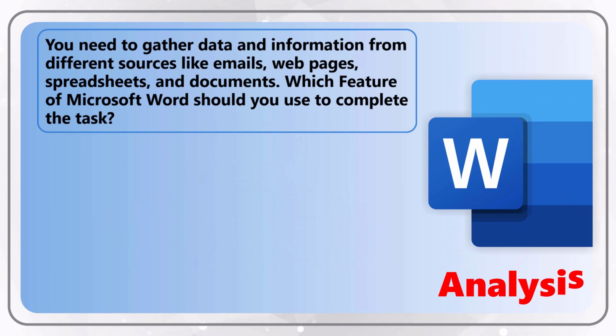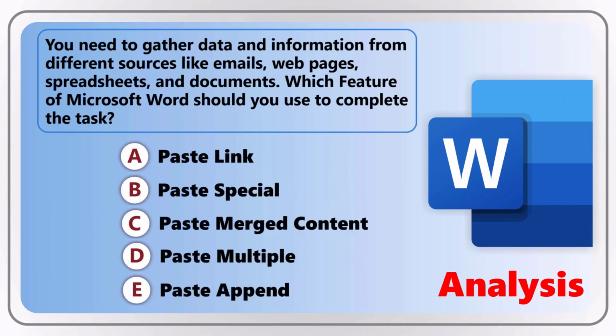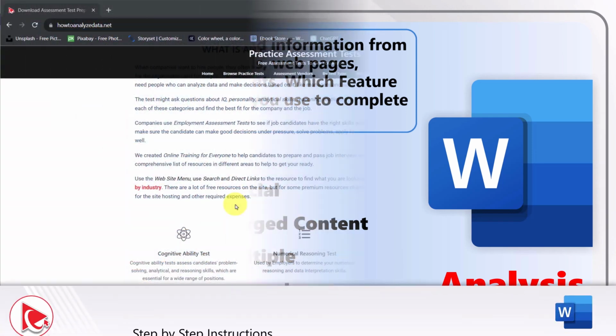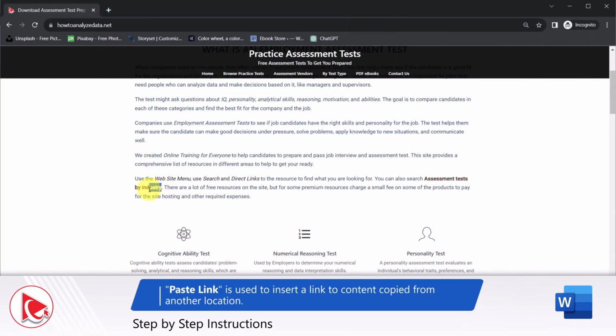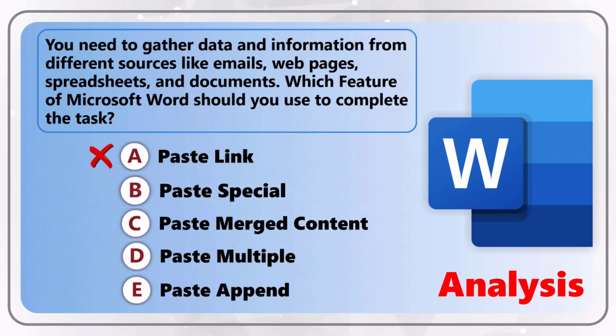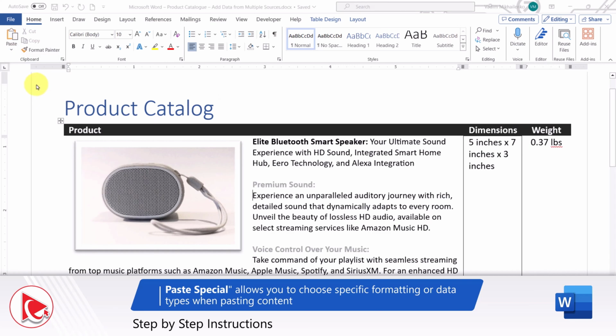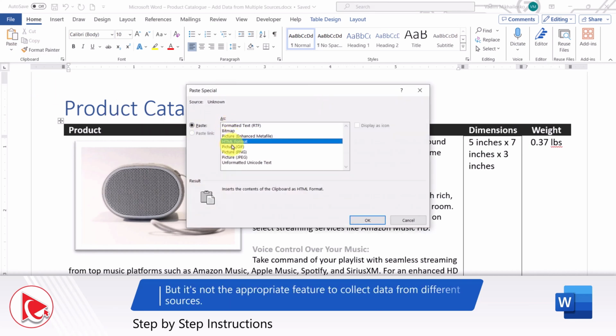And as usual, to find the right solution, we will assess each answer choice that has been presented. Let's start with the first choice on the list. As you might have guessed, choice A, paste link, is incorrect. Paste link is used to insert a link to content copied from another location, not to collect the data and information from various sources. Choice B, paste special, is also incorrect. Paste special allows you to choose specific formatting or data types when pasting content, but it's not the appropriate feature to collect data from various sources.